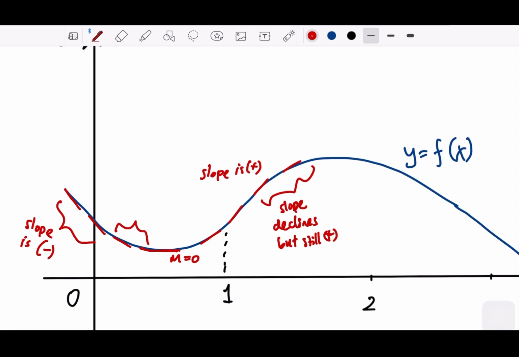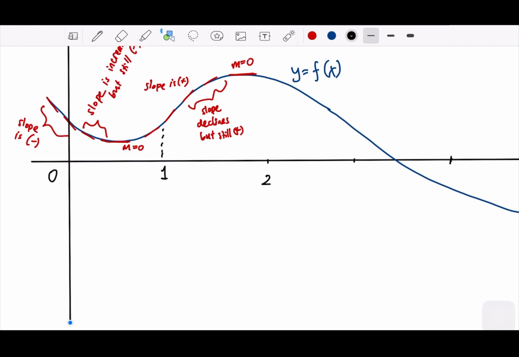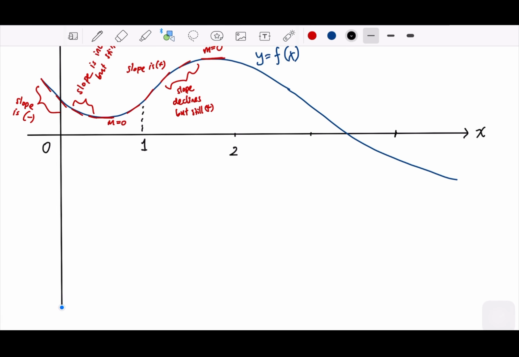And maybe here, I write, slope is increasing, but still negative. Okay. If you can see the changing. And then at some point here, we have the slope equal to zero. Okay. Let me just continue this line going down here, and then take another line, and take this is 1, this is 2. Okay.